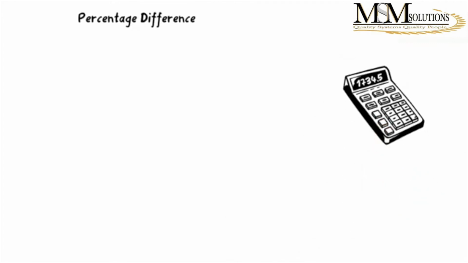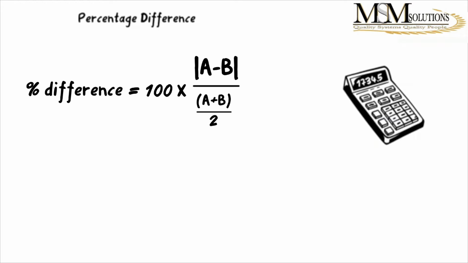You would first look for the absolute difference between the 2 values. So the absolute difference between, say, A and B: you say A minus B and you get a number. You divide that by the average of the 2 numbers, so A plus B divided by 2, since we're working with 2 numbers. And then you multiply that by 100 to get a percentage difference. That will be percentage difference.